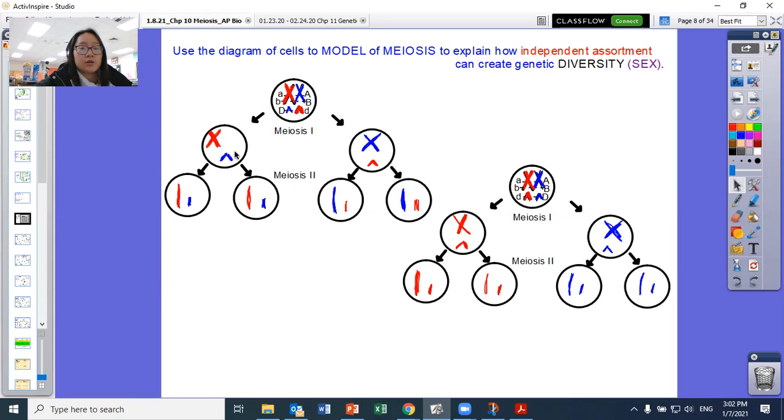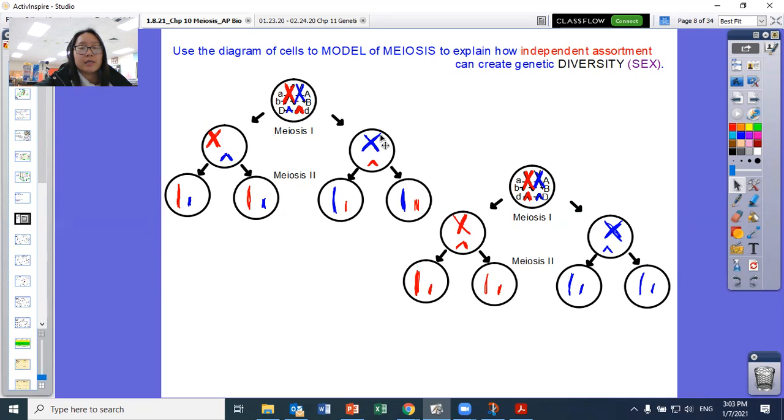After Meiosis 1 occurs, Meiosis 2 will occur, where it'll be kind of like mitosis, where these chromosomes will line up in the middle in a single file line, and the chromatids will be split apart. And so here you will get a big red, a small blue, and a big red and a small blue. Therefore, you'd be getting capital A, capital B, lowercase a, lowercase b, and capital D.